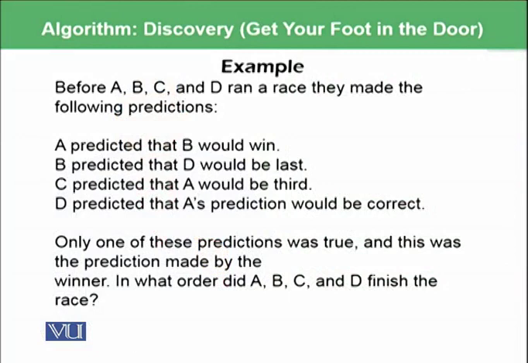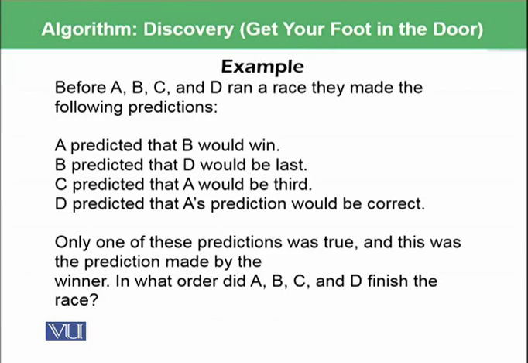For example, there are 4 people who are going to start a race, and all of them have predicted some statements. Person A has predicted that person B would win. Person B has predicted that D would be last. C predicted that A would be third, and D predicted that A's prediction would be correct. As soon as they finished their race, the findings were these: only one of these predictions was true, and this was the prediction made by the winner.